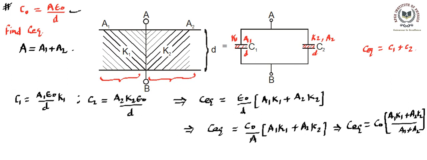Now you will be given A1, K1, A2, K2 and C naught. We can finally find out what our answer is going to be. So the point is, whenever the distribution of dielectrics inside the plates is in this fashion, that means they have different areas but the same gap or thickness, then they will be connected in parallel, and we will independently find C1 and C2, then sum them up to find the final answer.